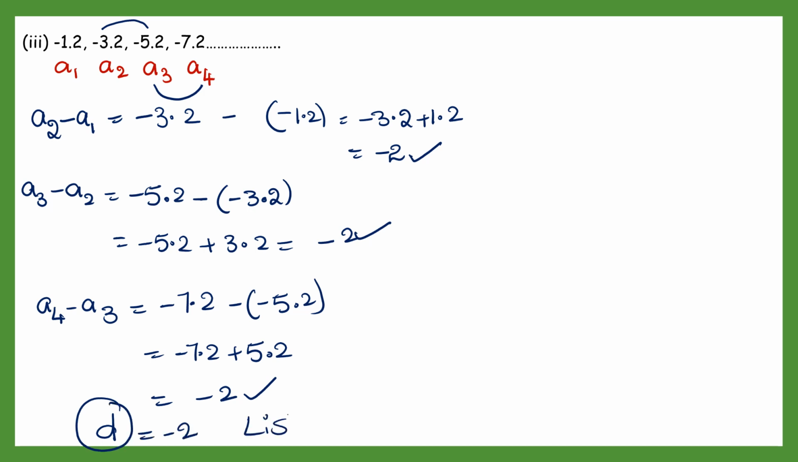The list is in arithmetic progression. Why? The difference between consecutive terms is the same. So you can tell the list is in arithmetic progression. Now let's find the 3 more terms.